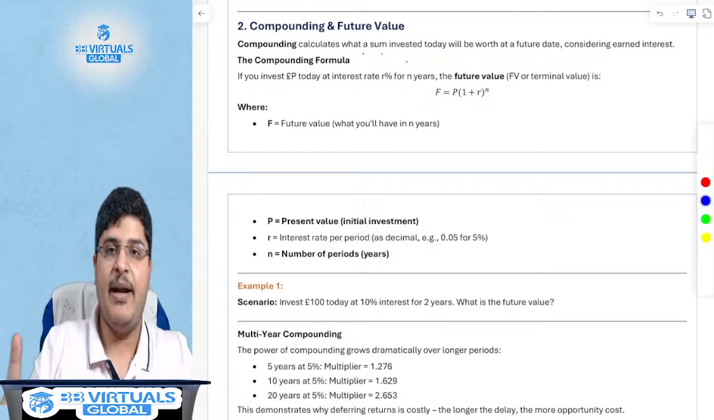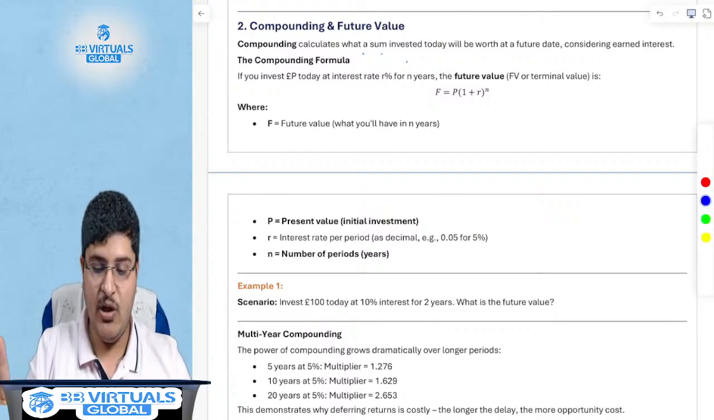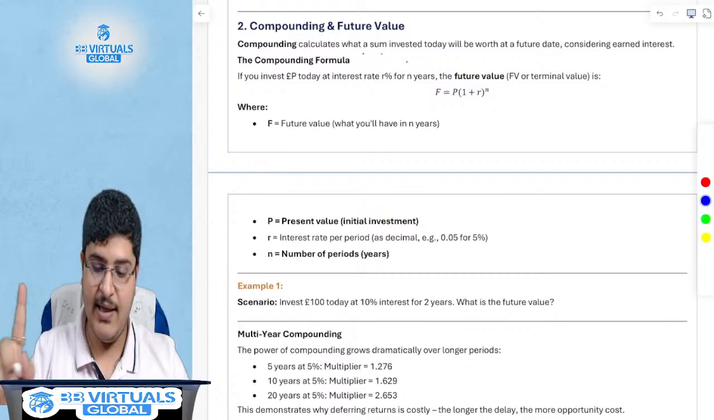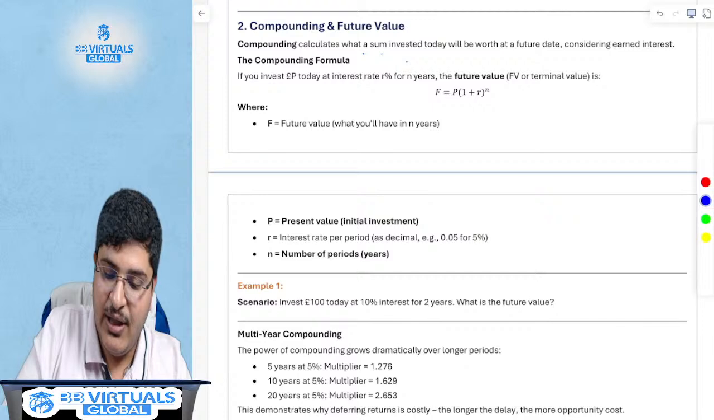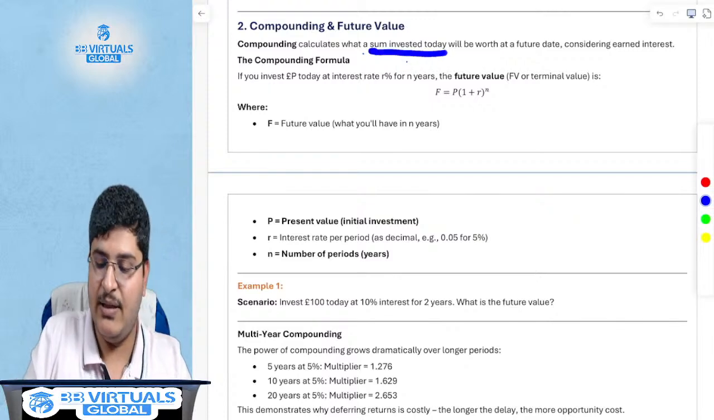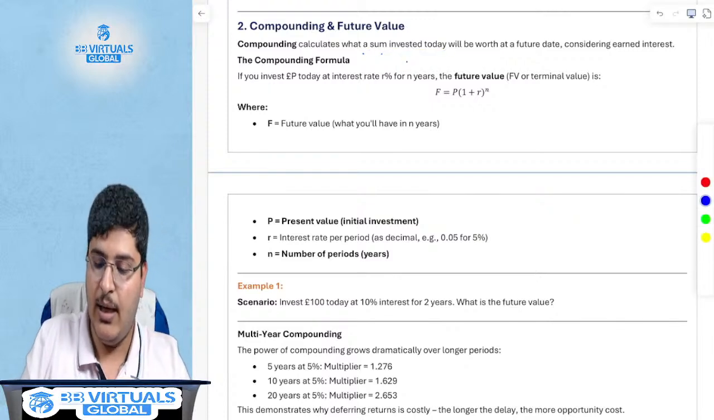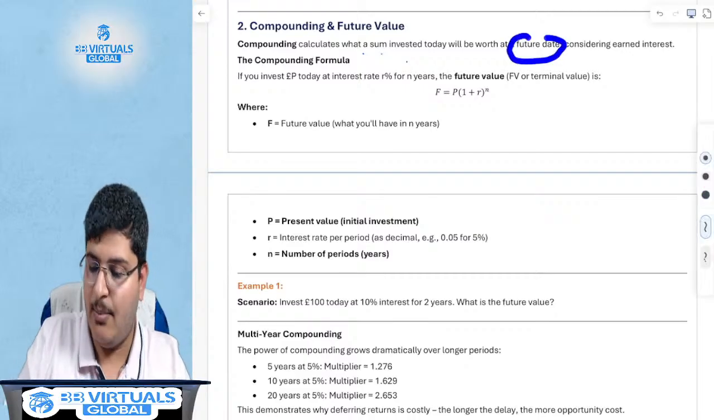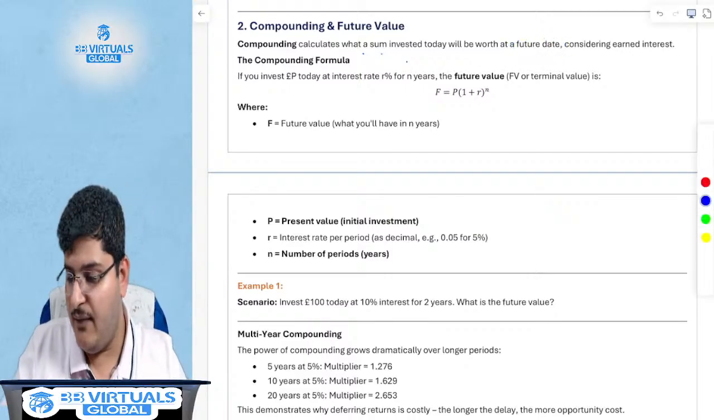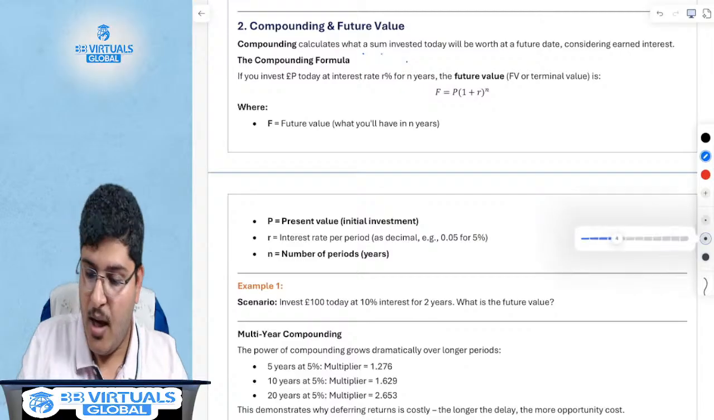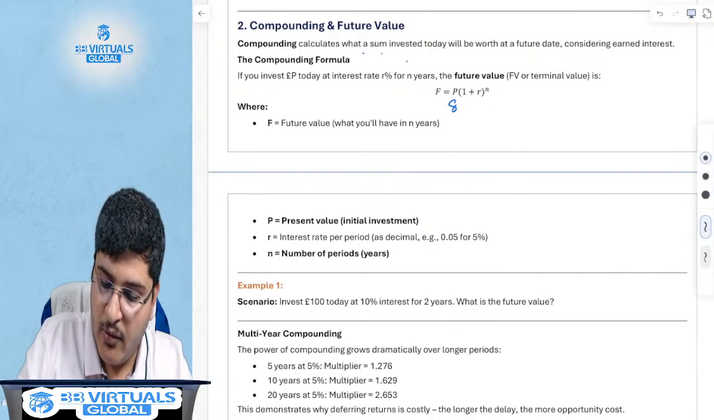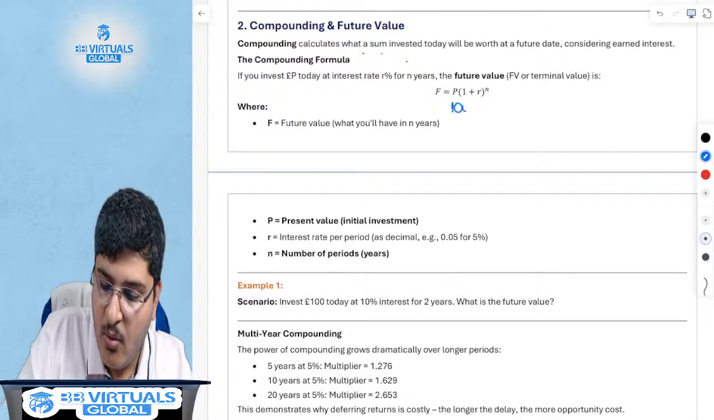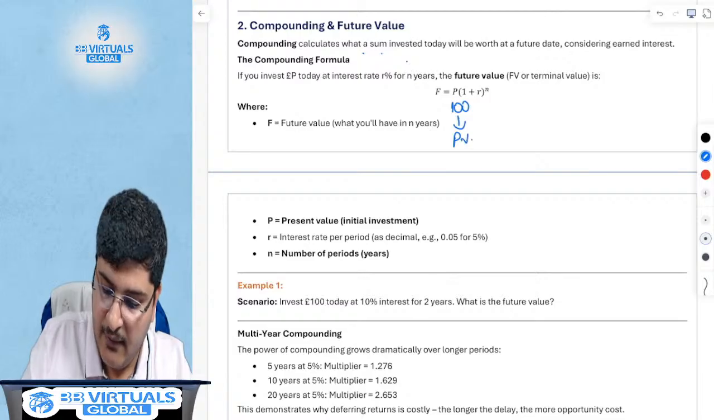The example that I was giving you, just as a recap, we were discussing compounding and future value. Compounding calculates what the sum invested today will be worth at a future date. In our example, we said if we invest 100 rupees today, which is the principal, the amount that we invest today.